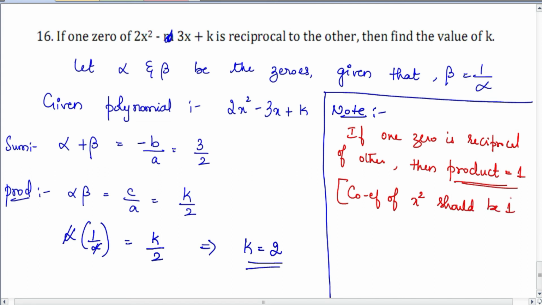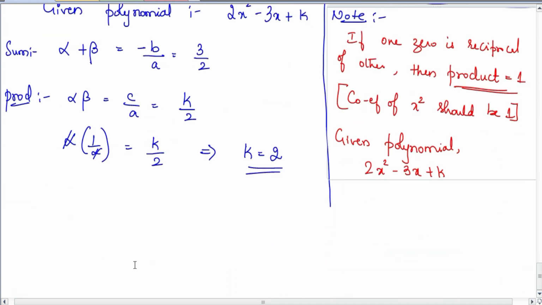Okay, should be 1. So how to solve this is, if you have a given polynomial, I will show you the shortcut method to do this. So the given polynomial is 2x square minus 3x plus k, right? To find the zeros of the polynomial, we equate it to 0. After equating it to 0, convert it to standard form. What is the standard form? Coefficient of x square should be 1.